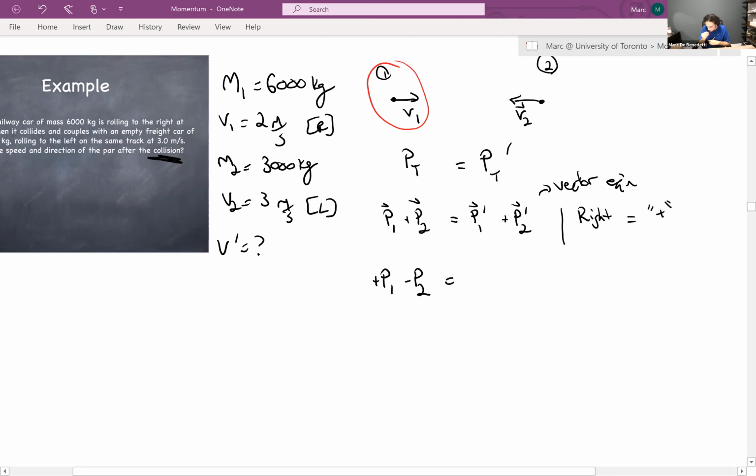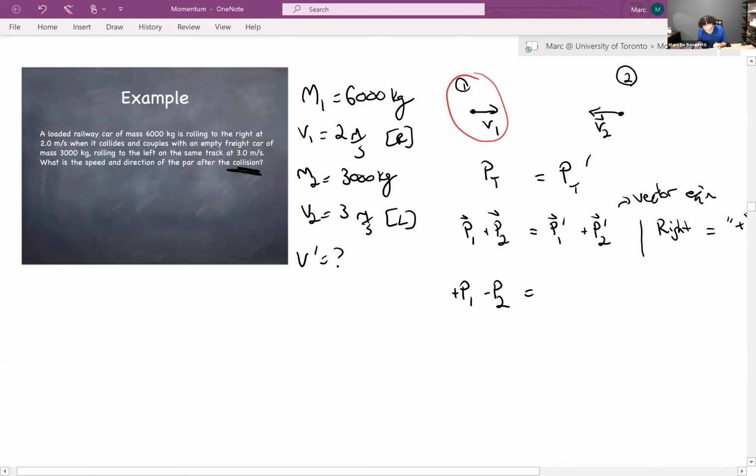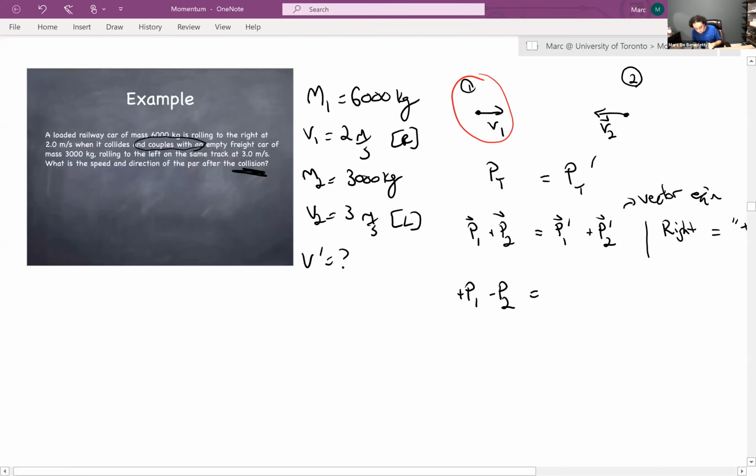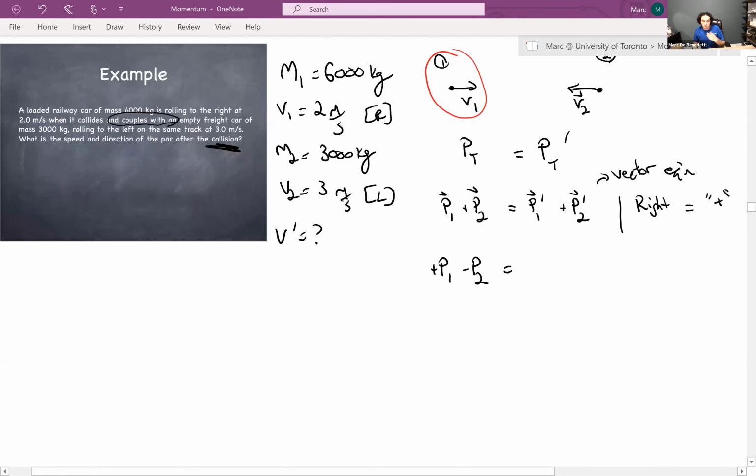And moreover, with momentum 1 prime and momentum 2 prime, we're told that they couple together. So trains have the ability to click into one another. When they collide, they latch and become one mass, they stick together. So I don't know what the direction is going to be. I don't know if it's going to be left or right. So when we drop the vector signs, let's just assume it's positive. We'll assume it's traveling to the right. And if we're wrong, then when we solve, the answer is going to come out negative, which means left. So let's just assume it's to the right for now.